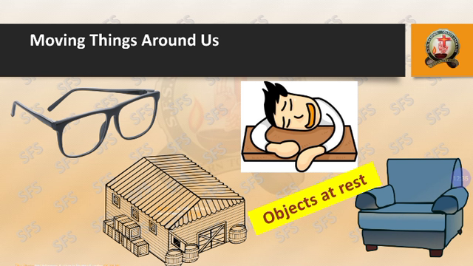If an object is placed in a particular position for a long amount of time, then we can call these objects at rest, right? Because unless we disturb these objects, they cannot move automatically from one place to another. So we can denote these objects as objects at rest.